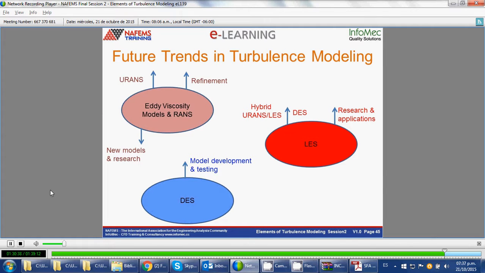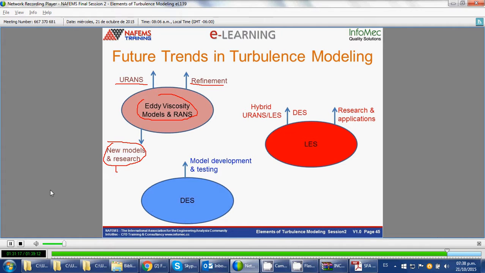So, if you look at what's going on in terms of the future trend, you would see that for RANS and eddy viscosity models, you're not going to see any more new models in there. Not much more research really in there. You see some refinements, maybe more use of URANS, but nothing new like K epsilon and K omega and those kinds of things.